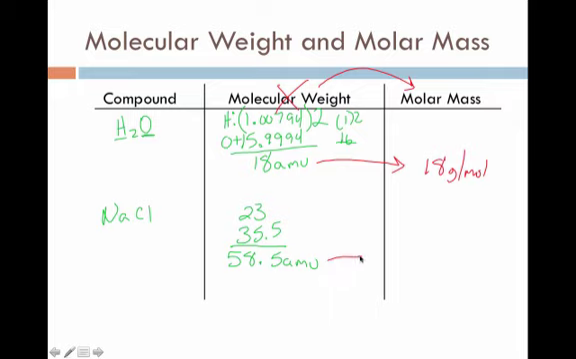Likewise, this 58.5 atomic mass units is going to turn into 58.5 grams per mole. That tells us that for every 58.5 grams of sodium chloride, we have a mole of molecules. That means there'll be 6.022 times 10 to the 23rd. And for every 18 grams of water, we have a mole of water molecules as well. There'll be 6.022 times 10 to the 23rd of these guys. And again, what it's linking together is how many molecules we have to the mass that goes along with, in this case, that 18 grams.